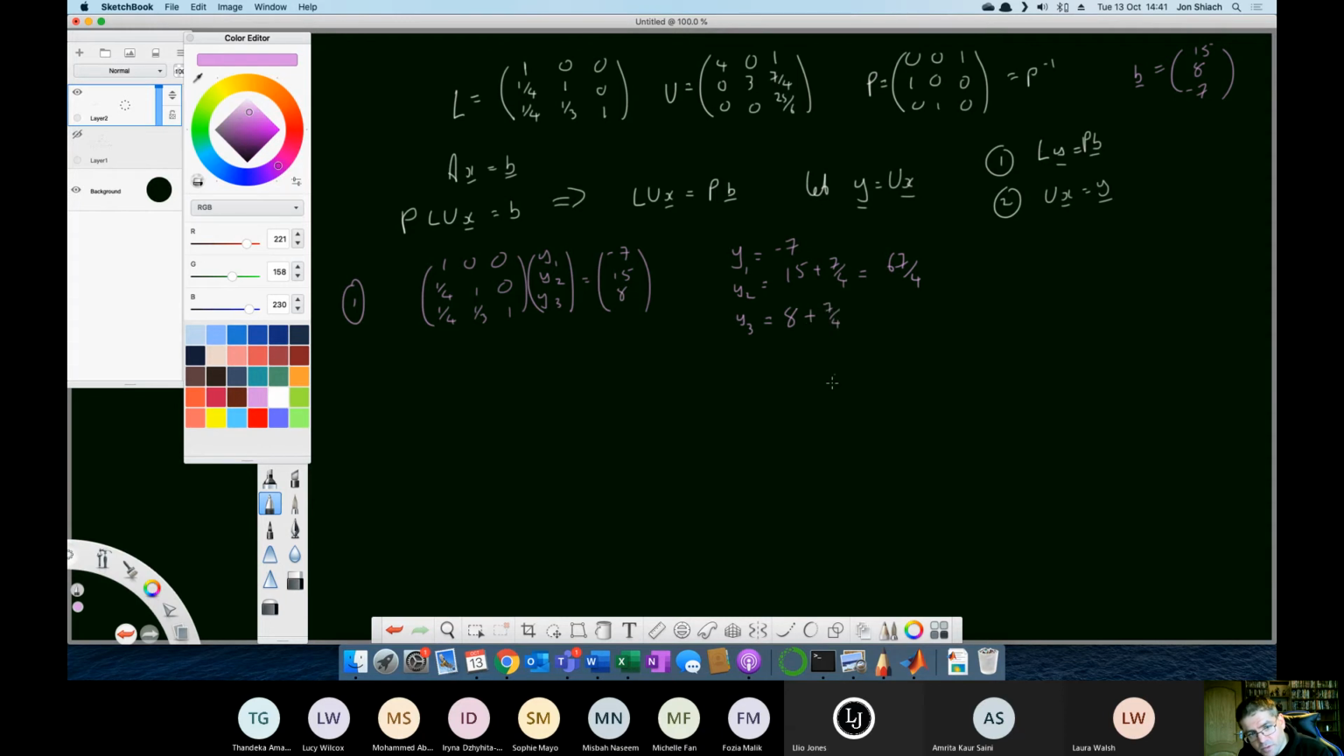And y3 is going to be 8 minus a quarter times minus 7 over 4. So that's plus 7 over 4 minus a third times 67 over 4, which is 25 over 6, which is kind of familiar. That gives us a hint that the next one's going to be quite a bit easier than I expected. Okay, so the second step is solving Ux equals y.